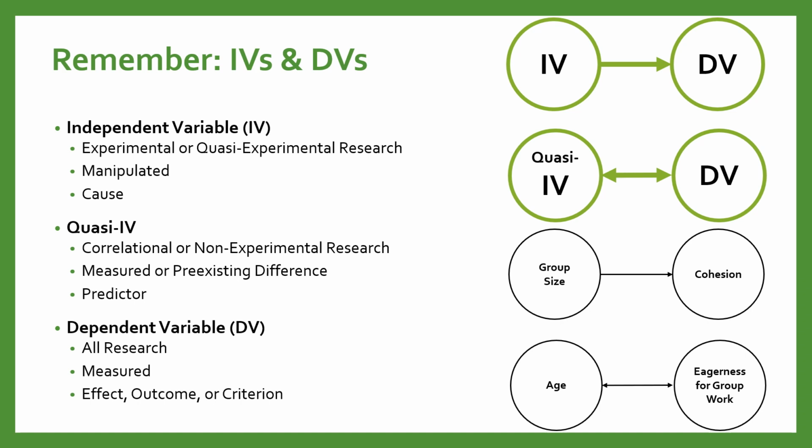Or you could measure or operationalize eagerness for group work through observation. So maybe research participants are given a challenging task and then are given the option to work in a group or work solo, and you record differences in age between those who wanted to work in a group and those who opted to work solo. So that would be a non-experimental research example that uses a quasi-independent variable and a dependent variable.